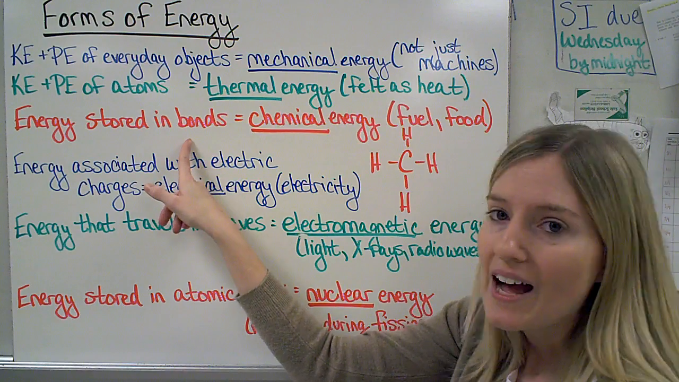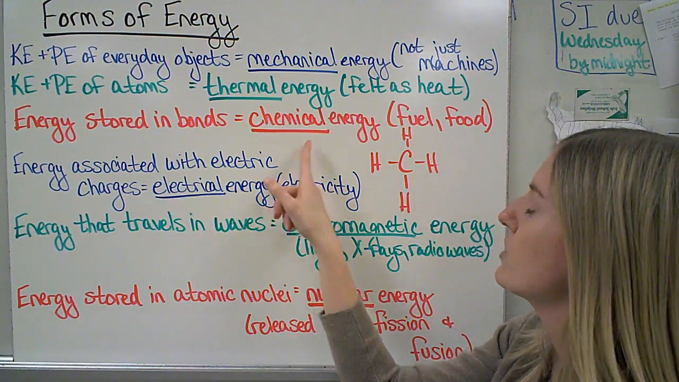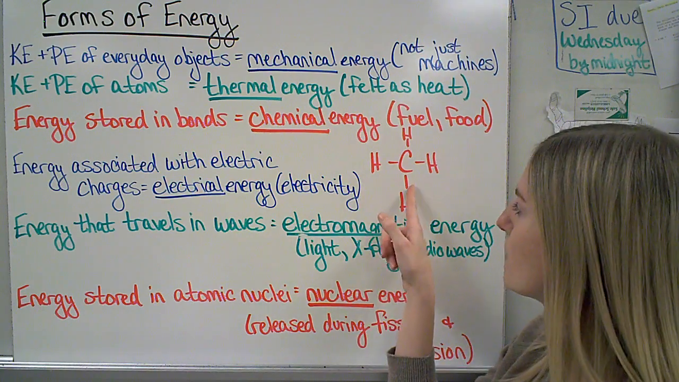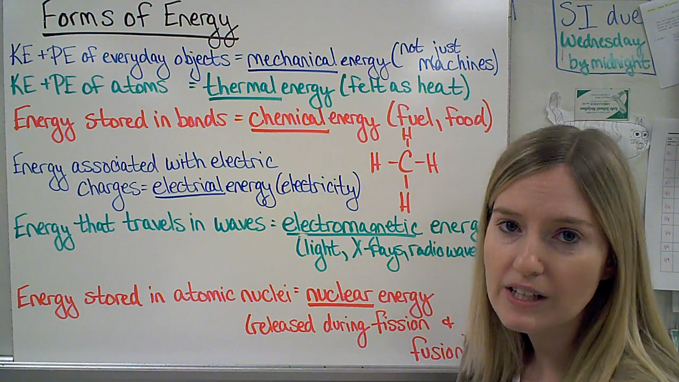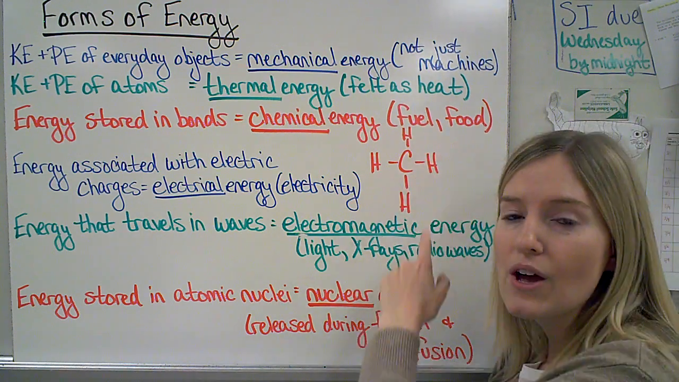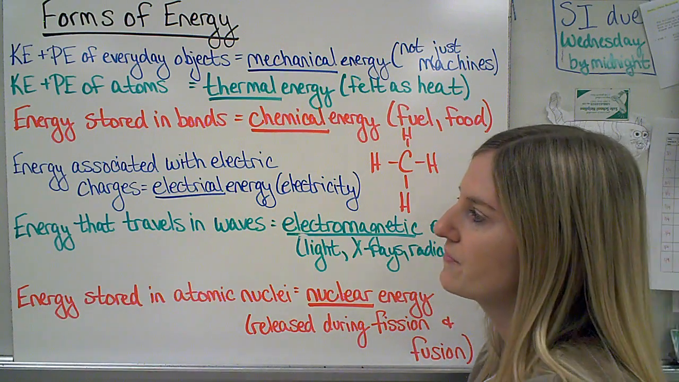Energy stored in the bonds of my chemical compounds is my chemical energy. So if I have CH4 right here, methane, whenever I break those bonds, energy gets released. So I find this in fuels, I find this in food. When I move my muscles, chemical reactions are happening in order for that to happen.